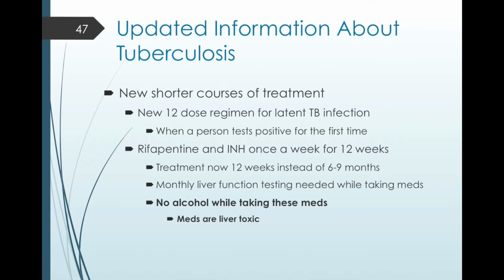There's now a new, shorter course of treatment for tuberculosis. There's a 12-dose regimen. This occurs after a person tests positive for the first time. Treatment is generally 12 weeks now instead of 6 to 9 months. Monthly liver function testing is needed while taking these medications because it does affect the liver very heavily. No alcohol while taking these medications because the medications can be liver toxic, so we don't want to add any additional work to the liver.